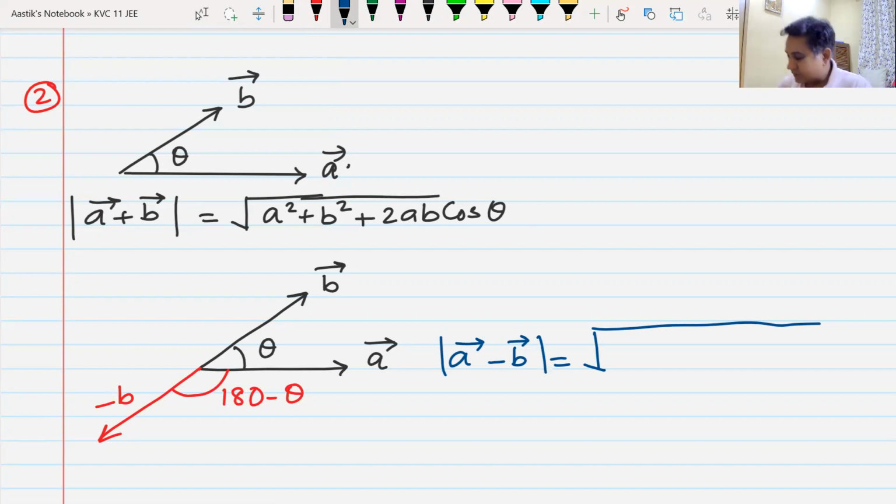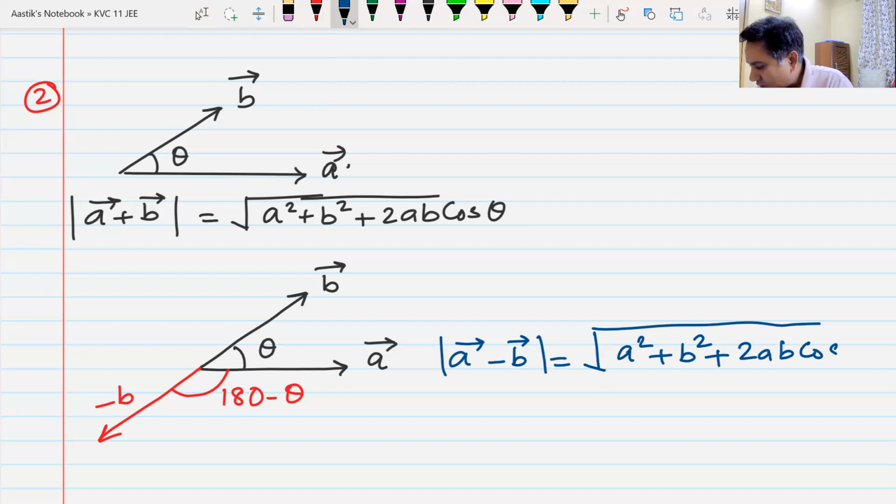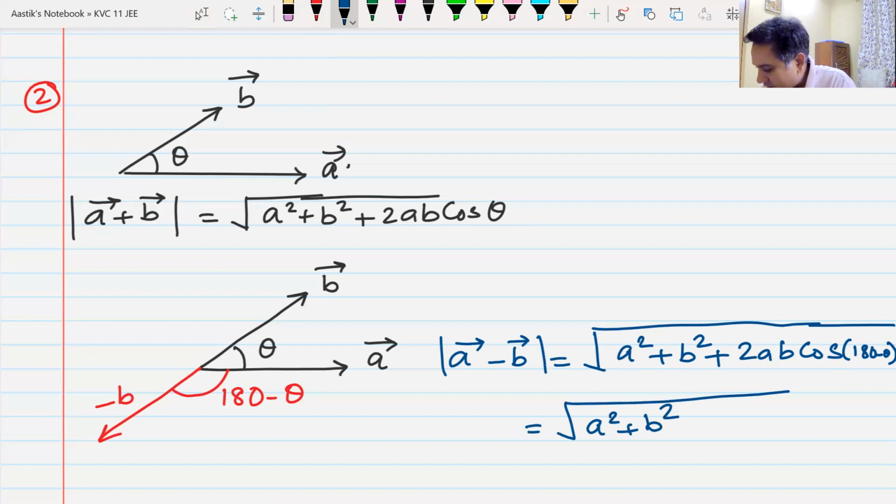Cos theta. A square plus B square, actually, it is plus 2AB cos of 180 minus theta. But math students, we know this. Cos of 180 minus theta is minus cos theta. So the answer becomes A square plus B square minus 2AB cos theta.